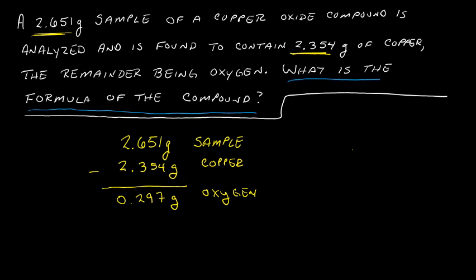Okay, so if we take the mass of the sample, which is 2.651 grams, and subtract out the amount that is copper, then whatever's left has got to be oxygen. So now we know the mass of copper and oxygen in the compound. All right, I'm going to go ahead to the next slide, so make sure you've written down anything you need from this one, and we'll see how we can use these masses here to determine the empirical formula.